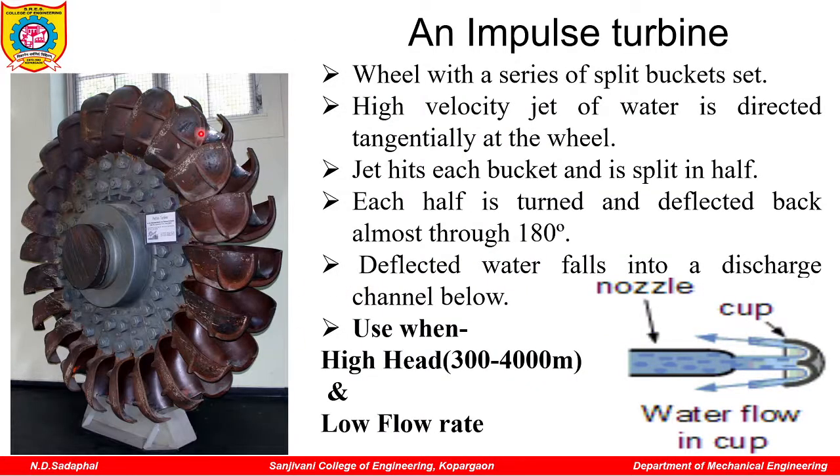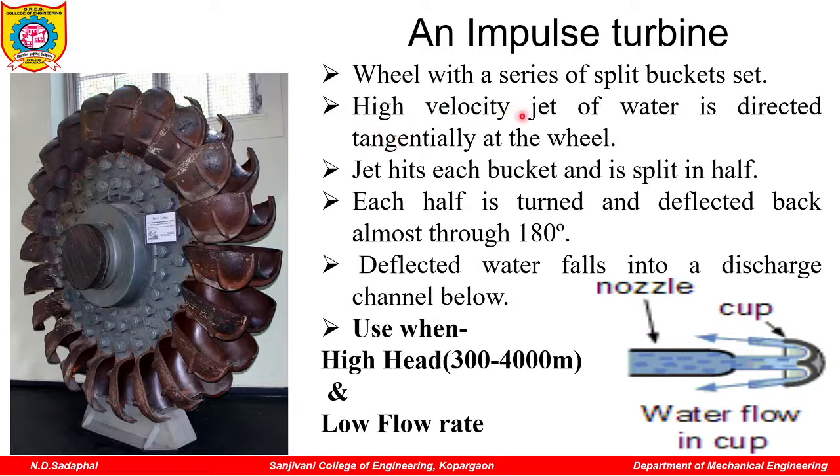Now here the blades are shown. Now you can see semicircle buckets are there. Two buckets are mounted adjacent to each other. Now these are called a split bucket. Okay, split bucket set. The wheel with a series of split bucket sets.